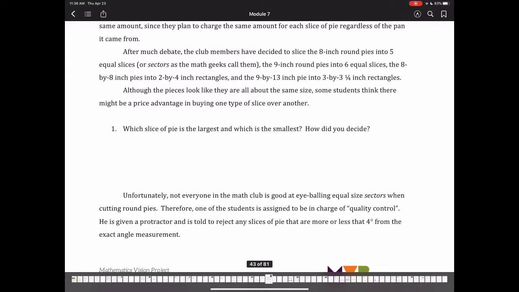But what we can do is figure out the area of the total round pie and then divide that into 5 equal slices, or into 6 equal pieces, respectively, for the 8 and 9-inch pies. So let's go ahead and find the areas of each of those.